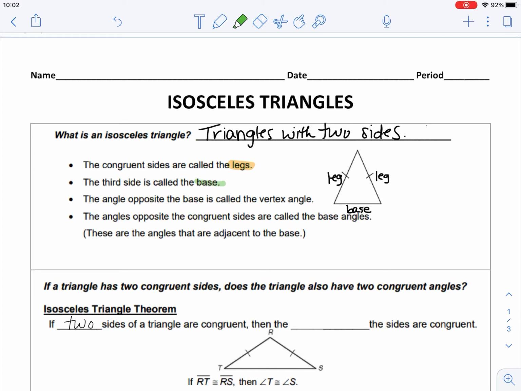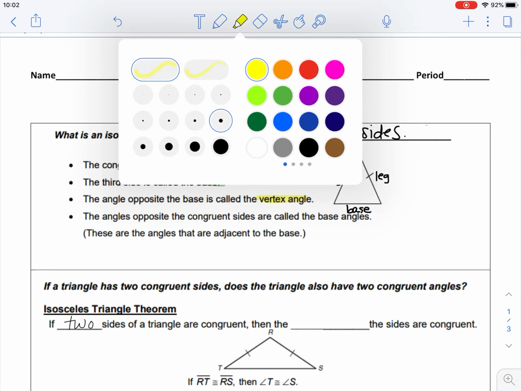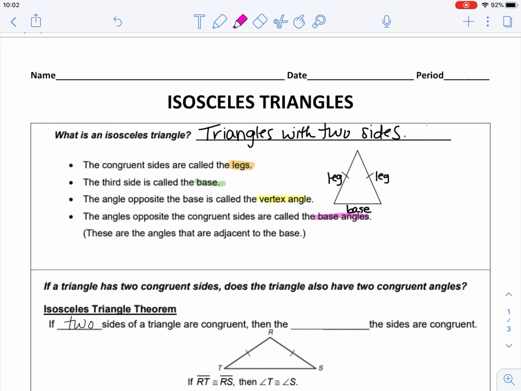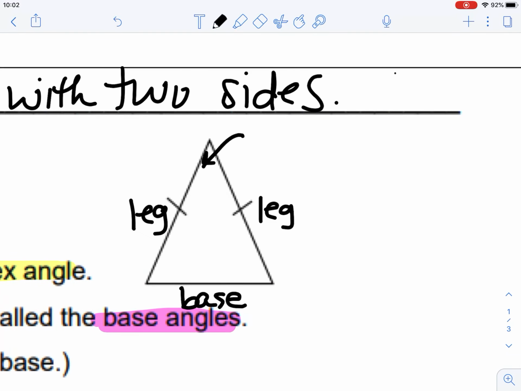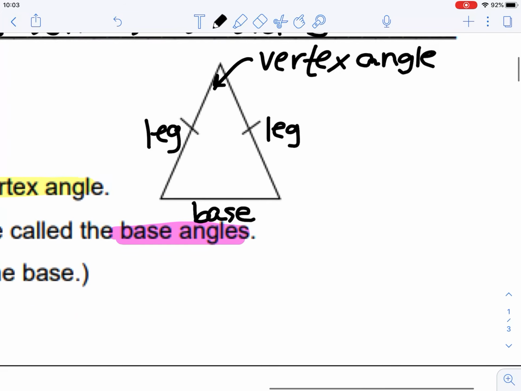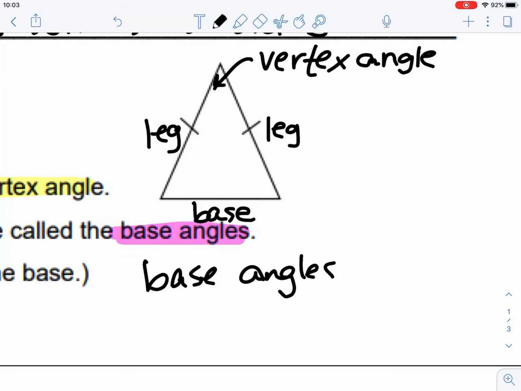Now, the angle opposite the base is called the vertex angle, and the angles that are opposite the congruent sides are what we call base angles, and we'll learn in just a moment that those base angles are also congruent. Let's label our triangles. Vertex angle, and then you have base angles here and here.